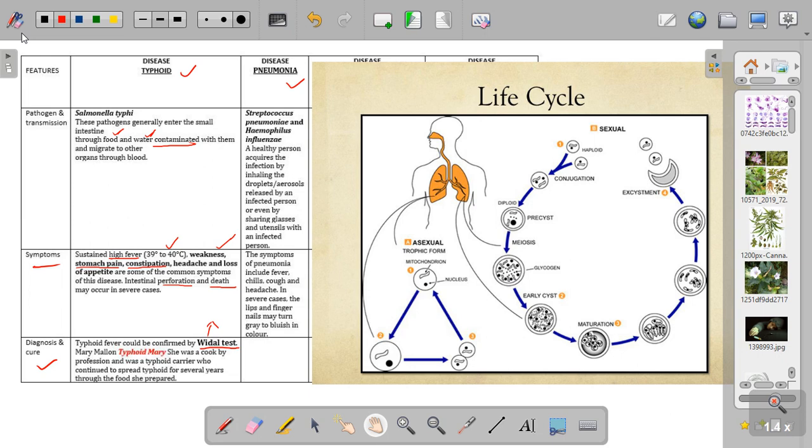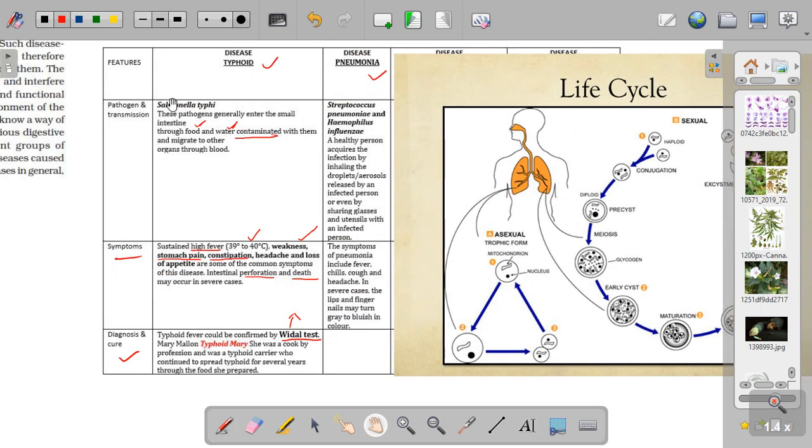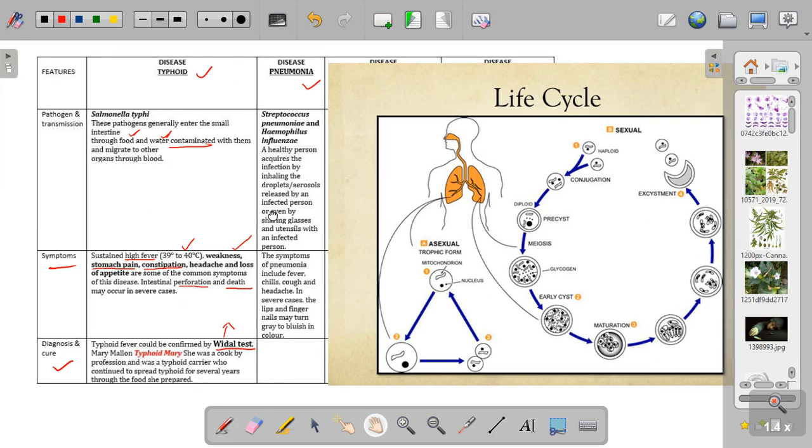Yesterday we talked about typhoid: what is the pathogen, what are the symptoms, and the diagnosis test that can be done to see the presence of Salmonella typhi in the body. So today we're going to discuss another three diseases. The very first one is called pneumonia.